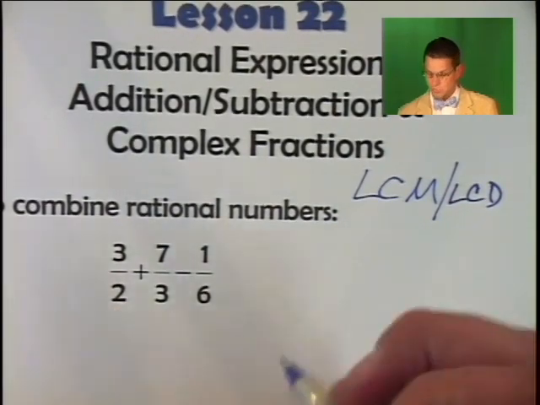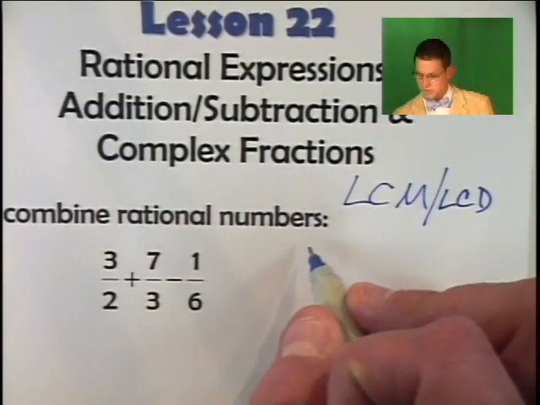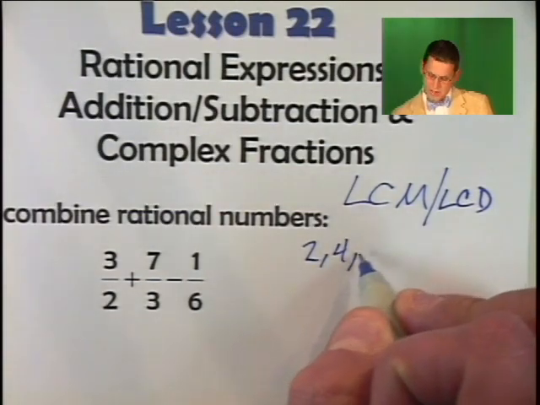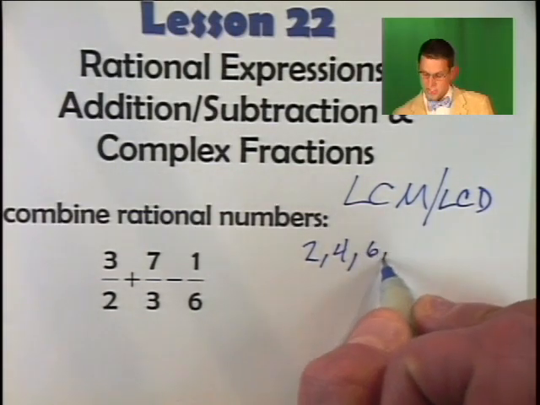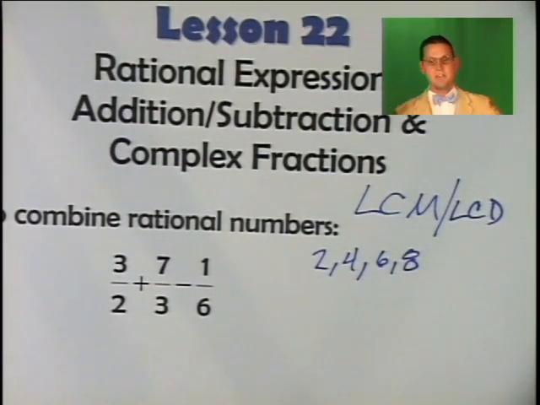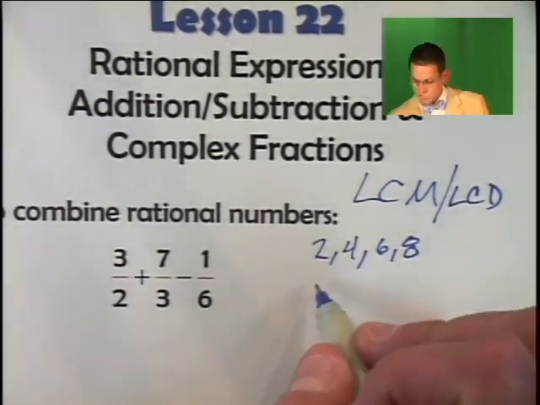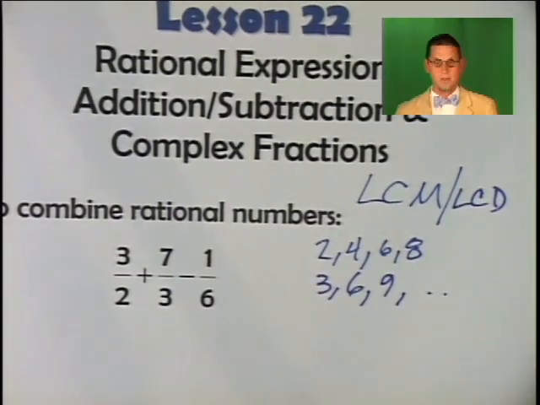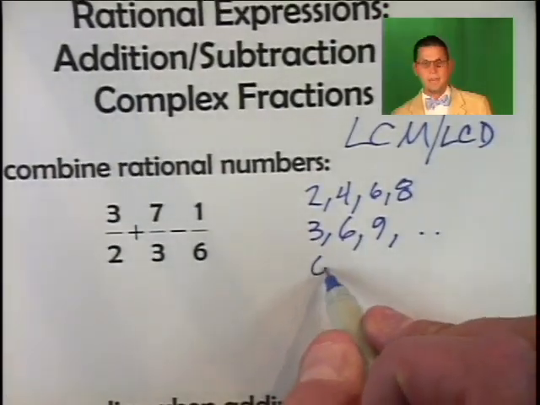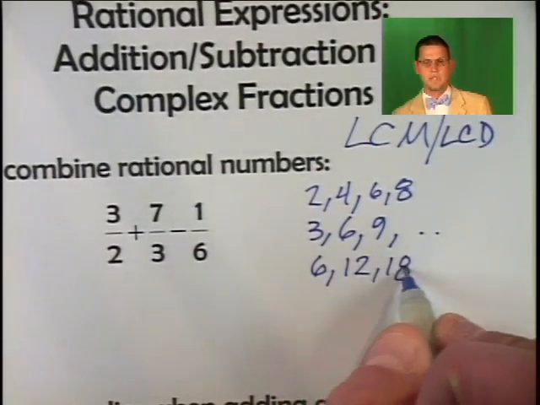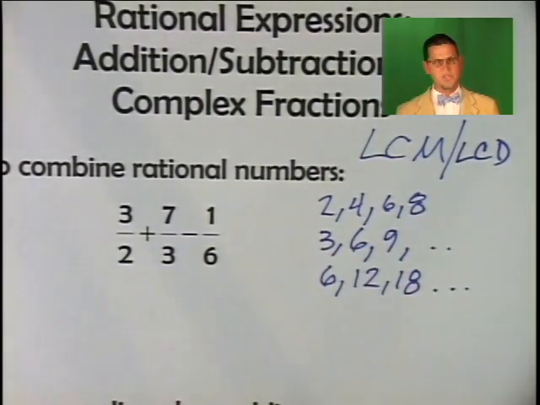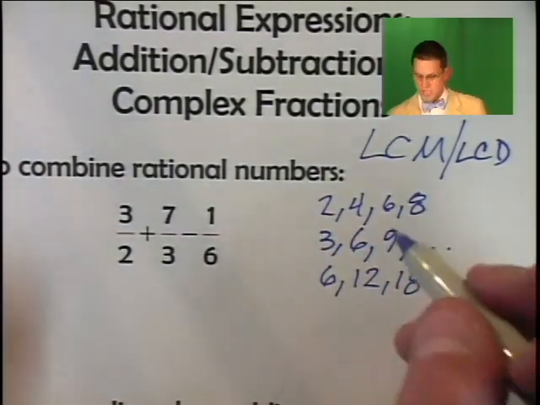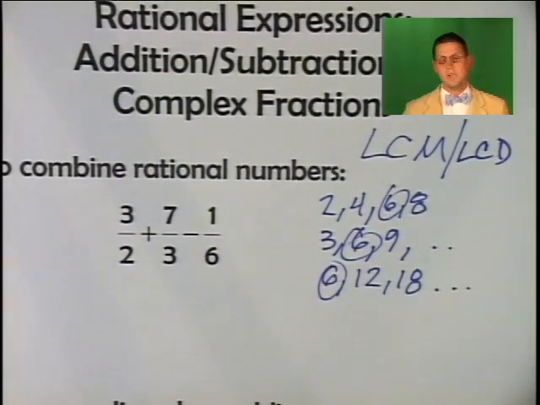Well, what are the multiples of 2? They are 2, 4, and then we can keep going: 2, 4, 6, 8. Who do we appreciate? Our math teachers, right? Okay. What are the multiples of 3? I got 3, 6, 9, so on and so forth. And what are the multiples of 6? Well, I have 6, 12, 18, so on and so forth. Now you're looking for the smallest number that occurs in each of the 3 sets, and that number is in fact 6. So 6 is the least common multiple. 2 goes into 6 3 times, 3 goes into 6 twice, and 6 goes into itself once.